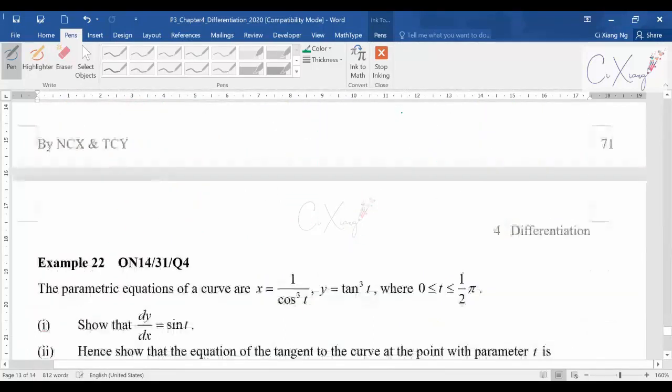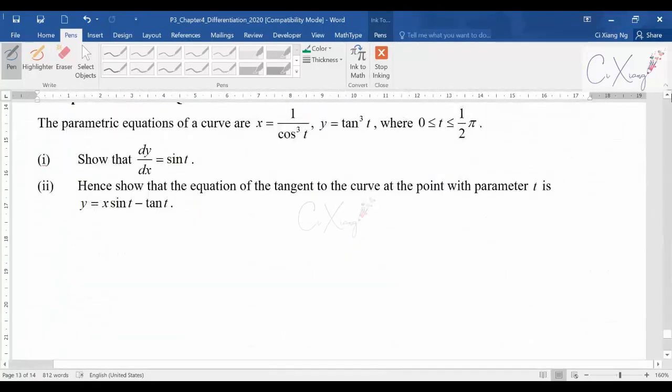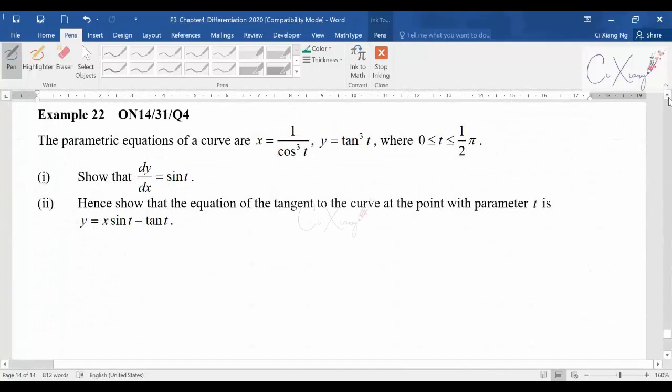So the harder example will be example 22. Usually when differentiation involves trigo, it will be a bit tough because you need to apply the identity also where suitable. Okay, so first part, let's show that dy/dx equals t. So how can we do that?